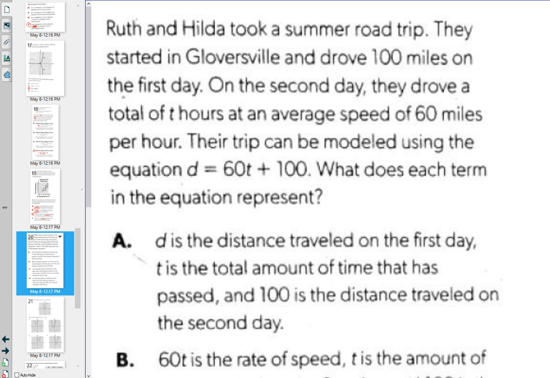Ruth and Hilda took a summer road trip. They started in Gloversville and drove 100 miles on the first day. On the second day, they drove a total of T hours and so on. They already gave you the function. What does each term represent?